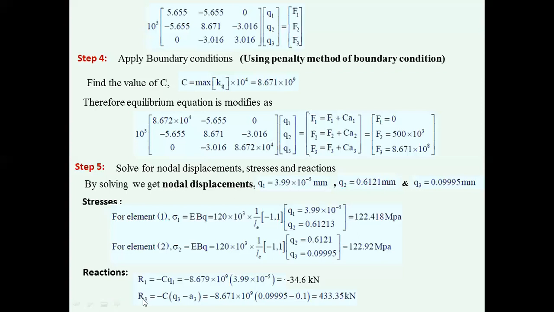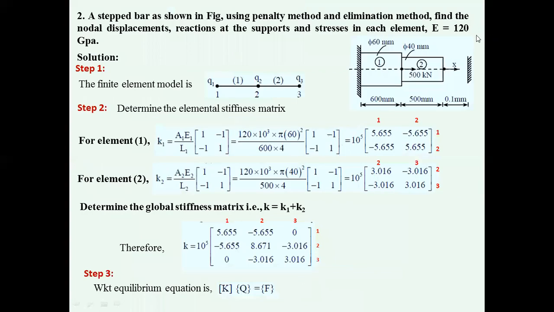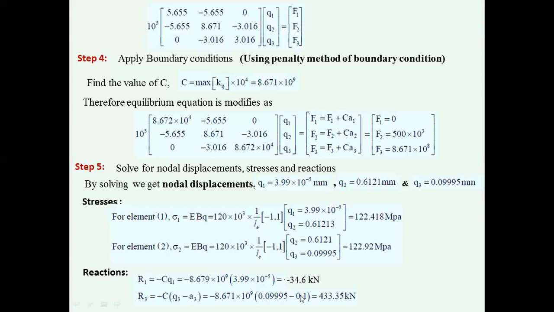Similarly, the reaction at node 3, R3, equals minus C into Q3 minus A3. Here A3 is a known value. So minus C multiplied by the nodal displacement Q3 minus the value of A3. Node 3 is allowed 0.1 mm, so 0.1. You solve this, and you will get 433.35 kilonewton. So this is the way of solving bar problems by using the penalty method approach.